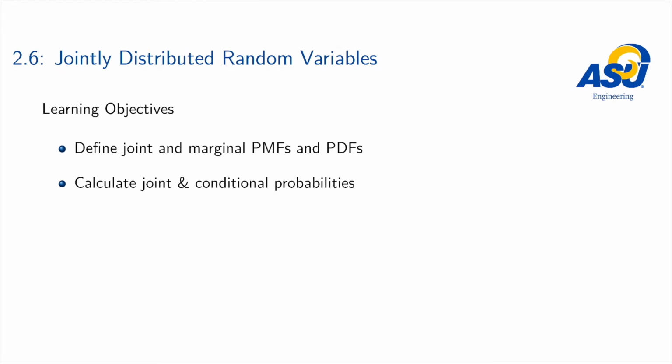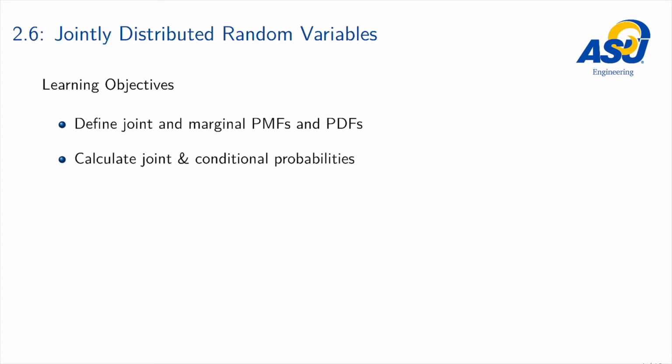Section 2.6 Jointly Distributed Random Variables. The objective of this video is to define joint and marginal probability mass functions and probability density functions. Also, calculate joint and conditional probabilities.